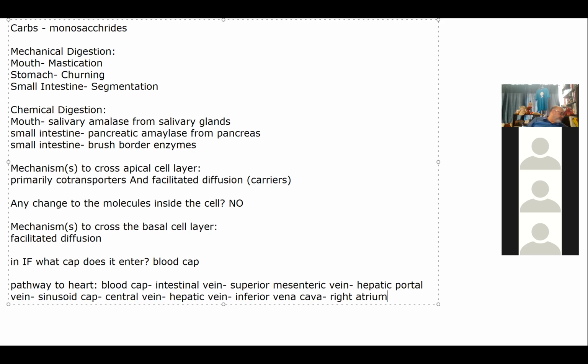Questions on that? So protein digestion and carb digestion, when it's inside of the cell, they don't change, only lipids change, right? Correct. All right. Excellent.